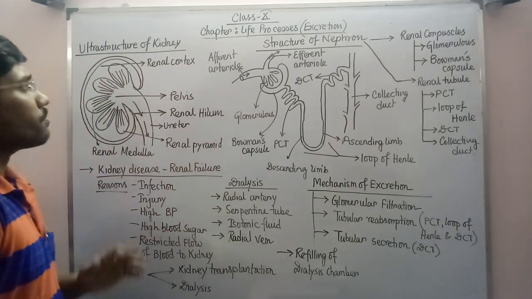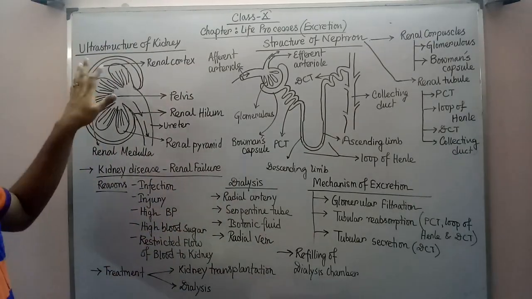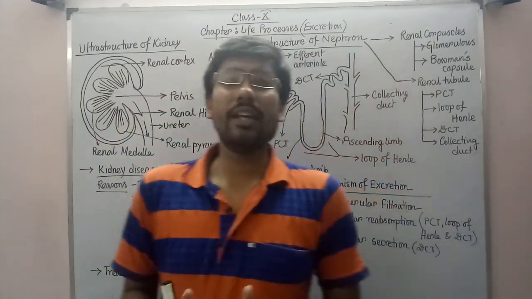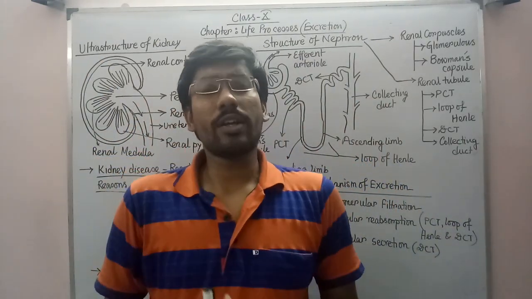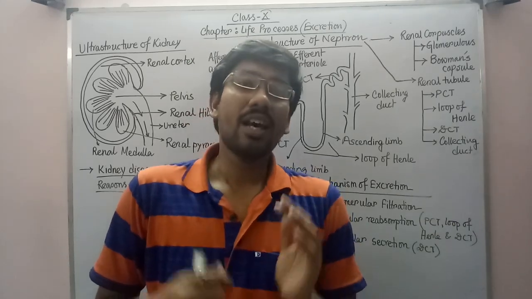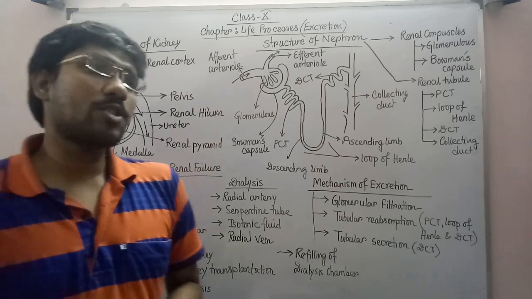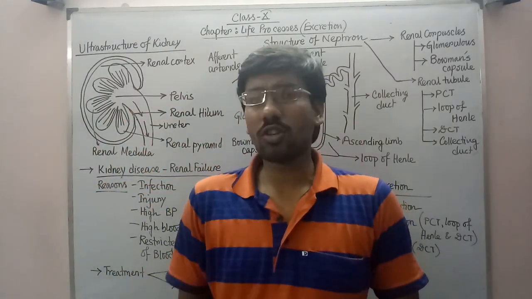So first of all, let's see. We will be discussing the structure of the kidney at first. What about the structure of the kidney? We all know that in the kidney, the outer layer is well protected by a covering that is commonly known as the renal capsule or kidney capsule. Why is this specific layer or capsule present? To protect the inner structures of the kidney.